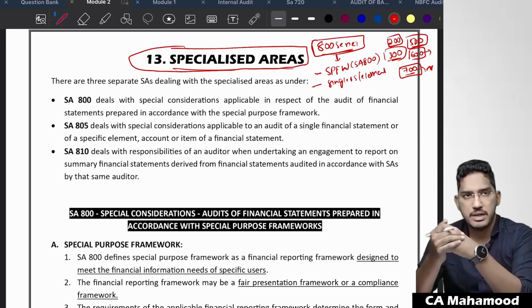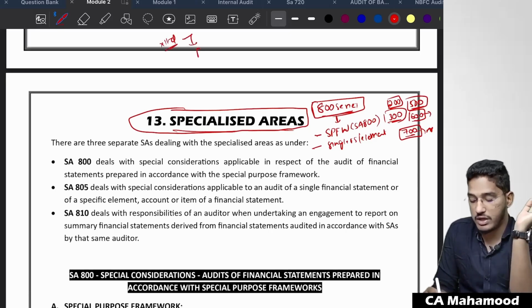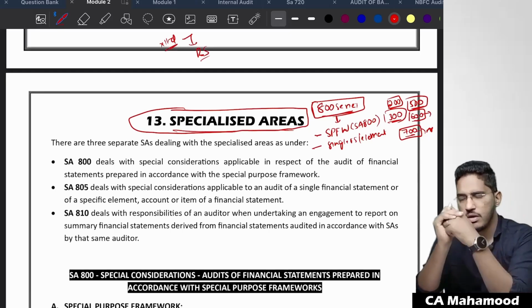For example, you are a practicing chartered accountant and some client, X Limited, came to you and told you, sir, we want you to conduct the audit, but only of the balance sheet.